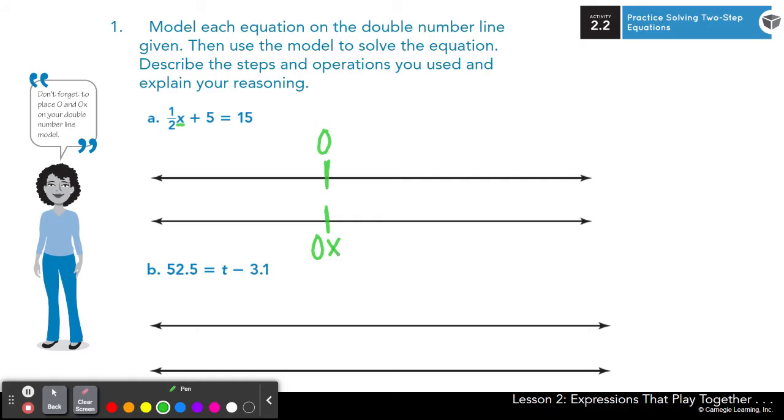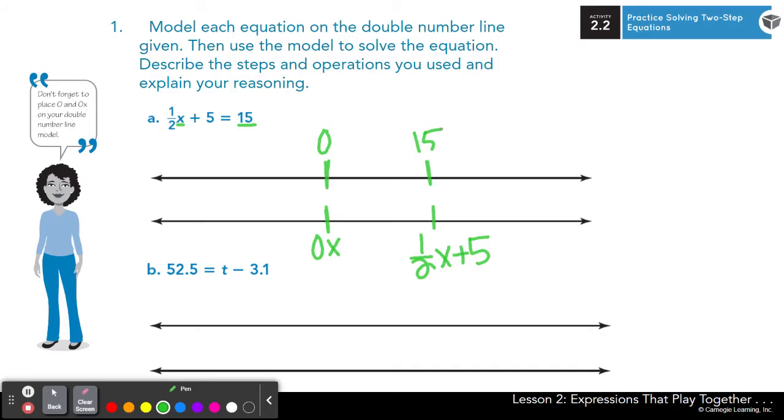Do you think it matters if I put it on the top or the bottom? No, it doesn't matter. But I am going to use my 0 to place my 15. So my equation, 15 on the top and 1 half x plus 5 on the bottom where my variables are. Alrighty, I've got my expressions placed on the double number line.